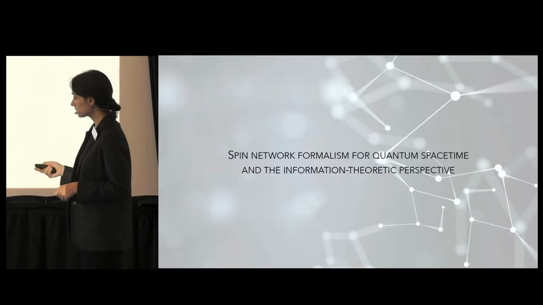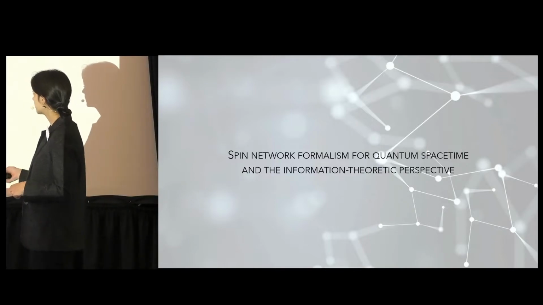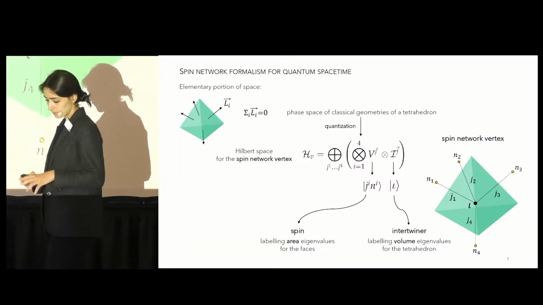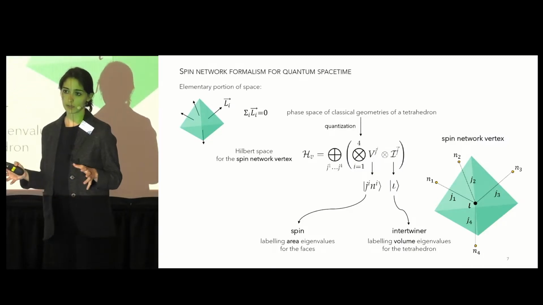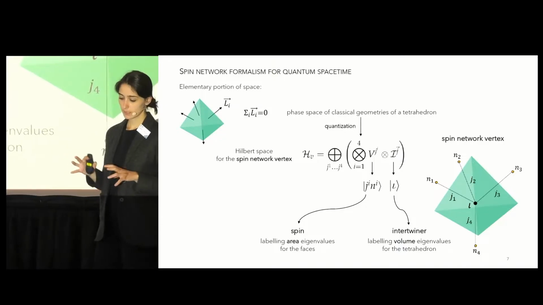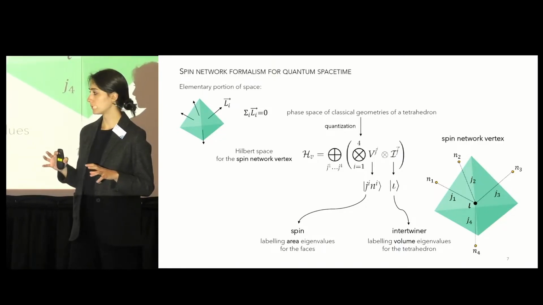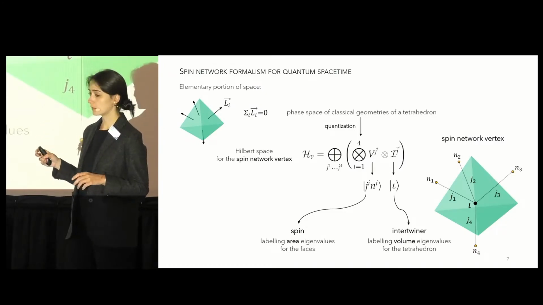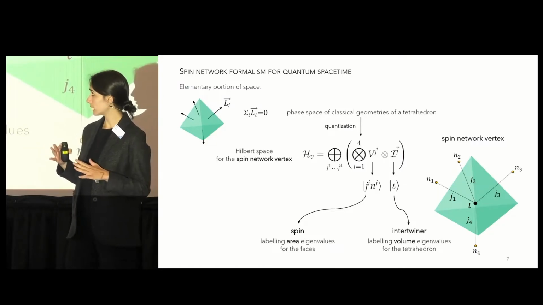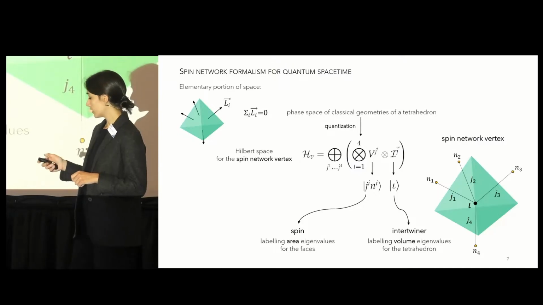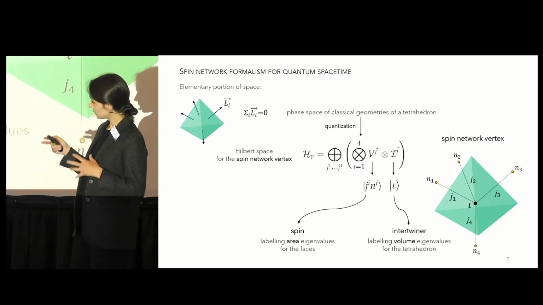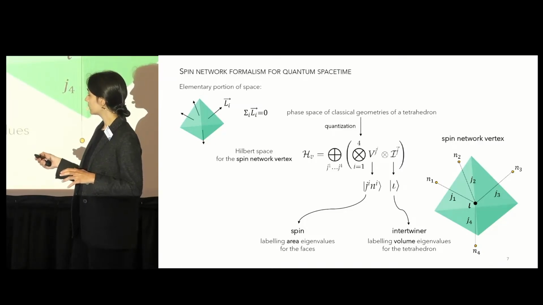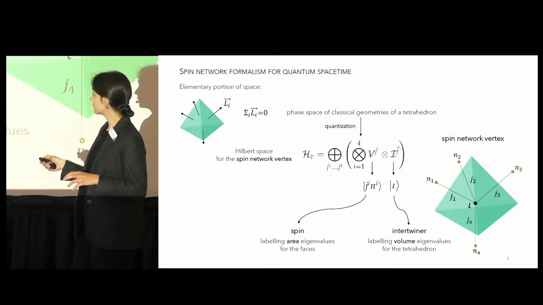Okay, so I'm illustrating in more detail the spin network formalism for quantum spacetime. So consider an elementary portion of space, which is a tetrahedron. Now, the classical geometry of a tetrahedron can be described by giving four vectors, each one normal to a face of the tetrahedron and with length equal to the face area. Now, for these four vectors to properly describe the geometry of a tetrahedron, they have to sum to 0. So we have this additional condition.